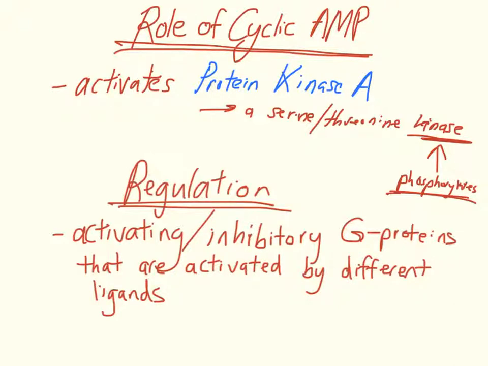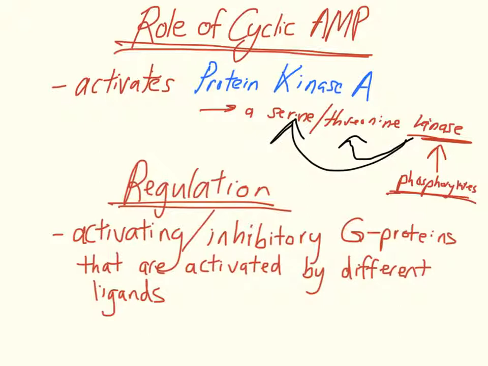Now, what is the role of cyclic AMP in the cell? Well, it serves to activate protein kinase A, which is a serine-threonine kinase. And as you remember, kinases phosphorylate things. So protein kinase A would phosphorylate certain threonines and serines on proteins.